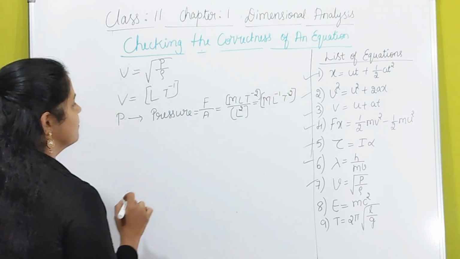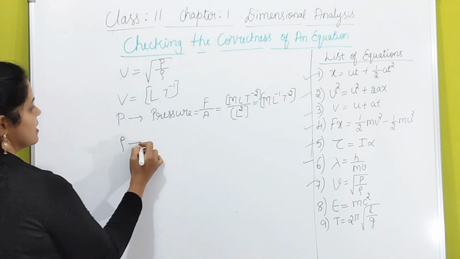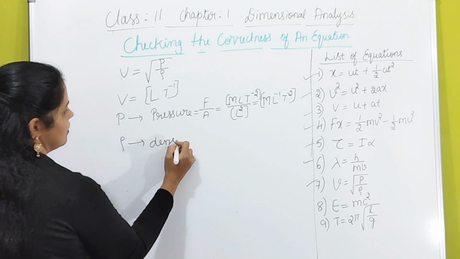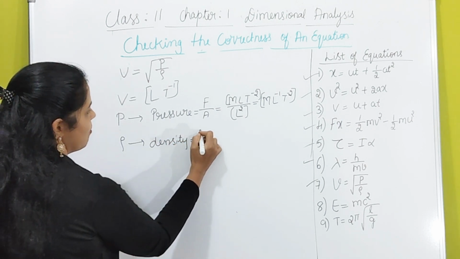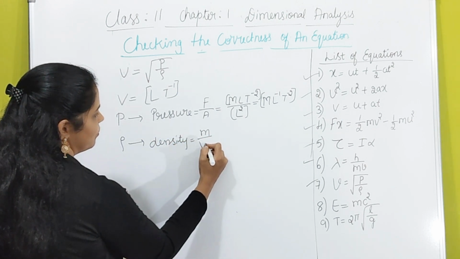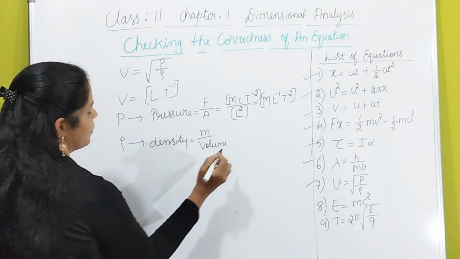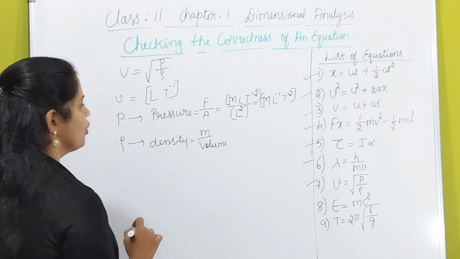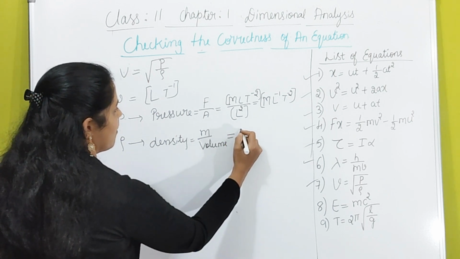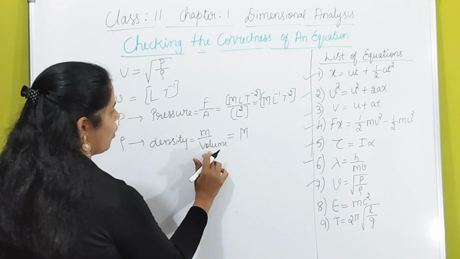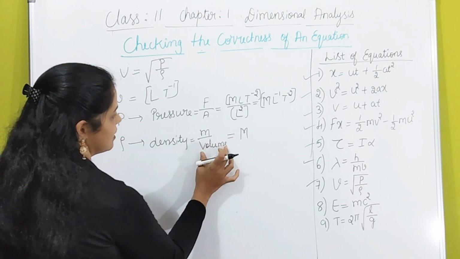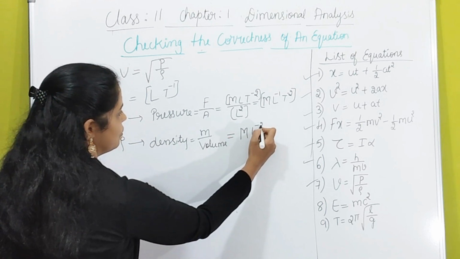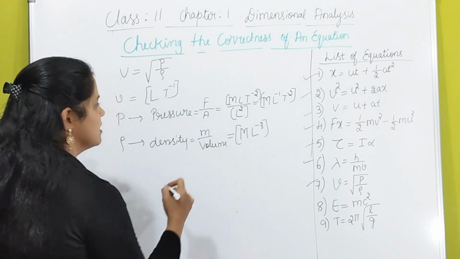Is this clear, student? Rho is density. The density is mass by volume. See, velocity is written as small v. Volume is capital V. Mass is capital M. Volume is length into breadth into height. Length comes 3 times in the denominator. So it is minus 3.